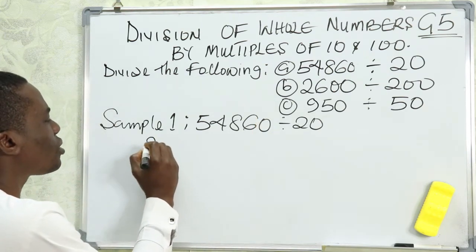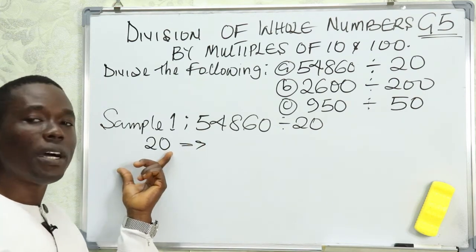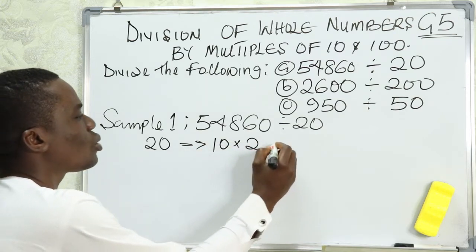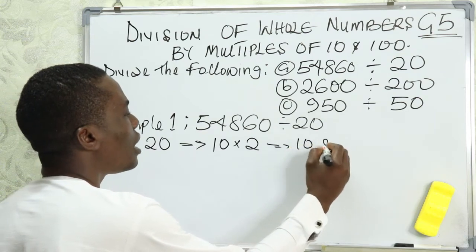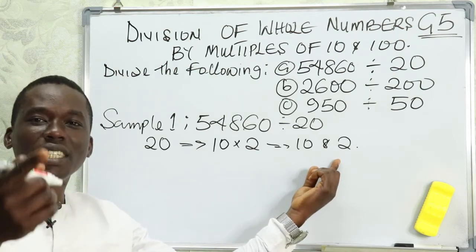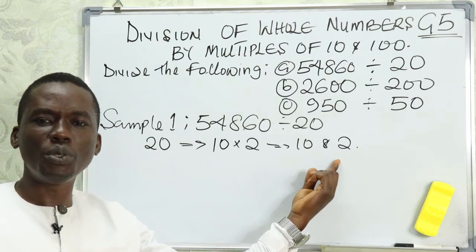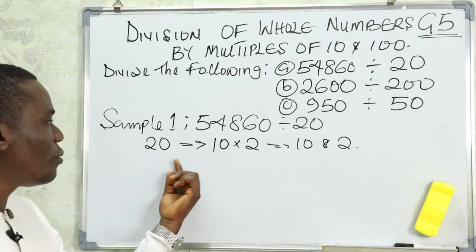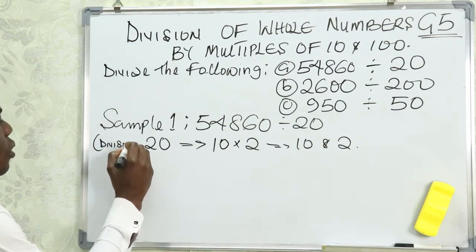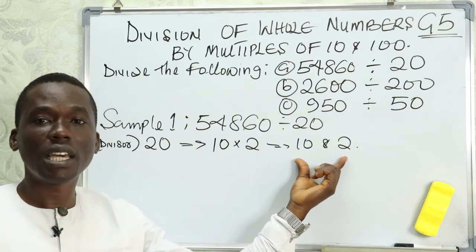Now, let's look at the divisor. The divisor is 20. What can we get in 20? Remember, there are multiples of 10. So, this will be 10 times 2. So, the factors are 10 and 2, because it is when you multiply 10 by 2 that you get 20. Now, I said we are going to use the factors of the divisor. We've been able to reduce the divisor into two factors, which are 10 and 2.